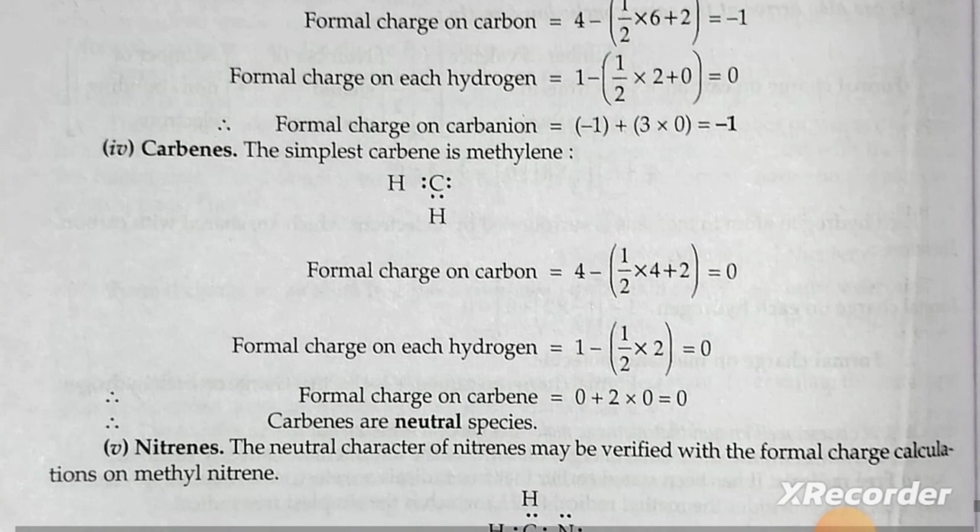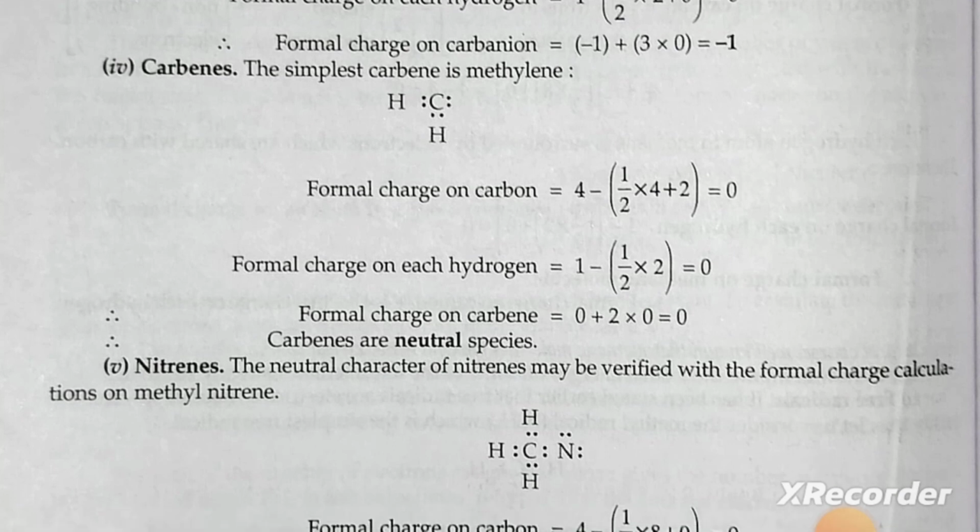Fourth, carbenes. The simplest carbene is methylene. Formal charge on carbon is equal to 4 minus (half of 4 plus 2), which is equal to 0. Formal charge on each hydrogen is equal to 1 minus half of 2, which is equal to 0. Formal charge on the carbene is equal to 0 plus 2 into 0, which is equal to 0. Carbenes are neutral species. Fifth, nitrenes.